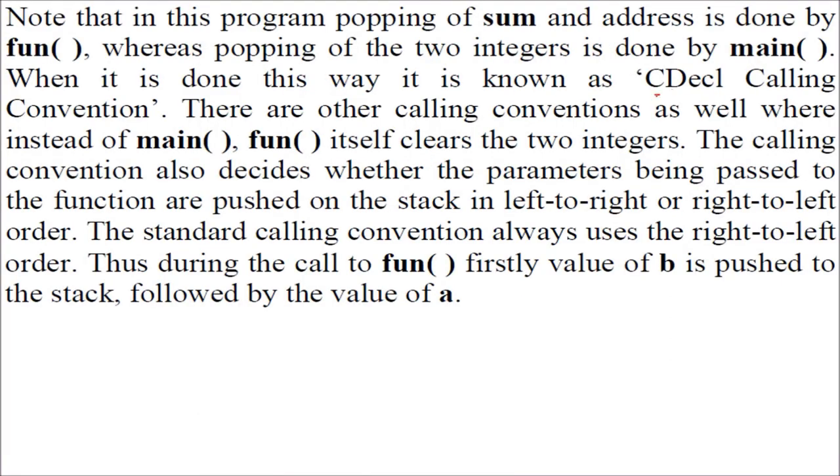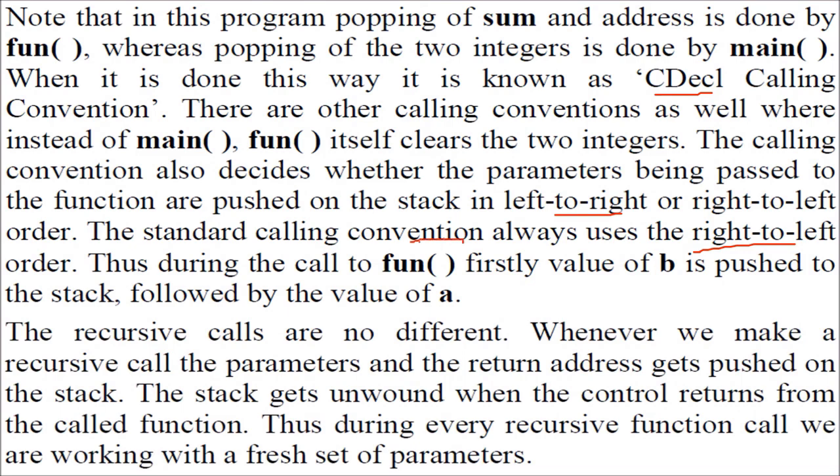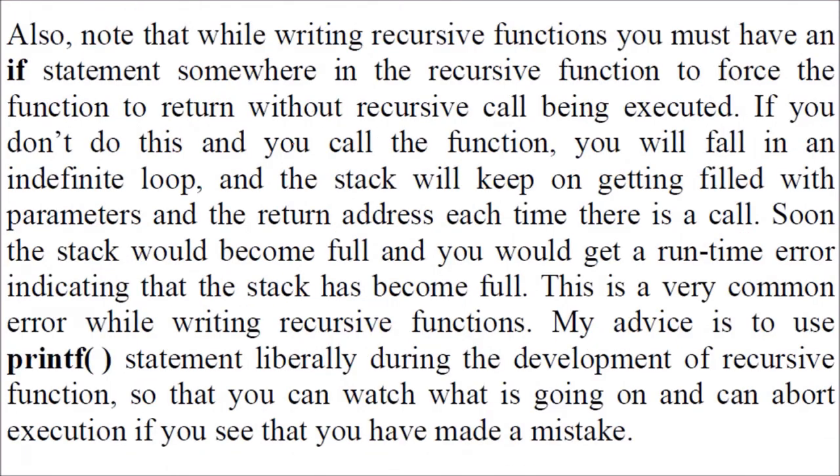We also have something called CDECL, the C declaration calling convention. So we are putting values on the stack, and we are taking the top off to find out the actual value, right? There are certain more things, like how to push onto the stack, from left to right or right to left. The standard calling convention here is right to left. We'll always follow right to left. So during some function f, the value of b is pushed on the stack first, then a is pushed, because we follow the right to left order. Otherwise, the way I showed you, it was first a, then b. But we only follow right to left. So just follow this.